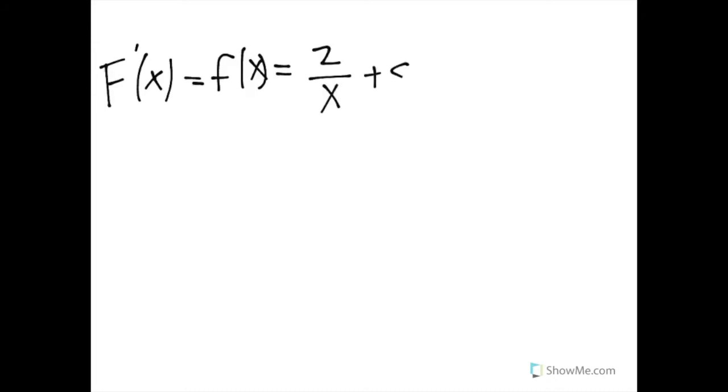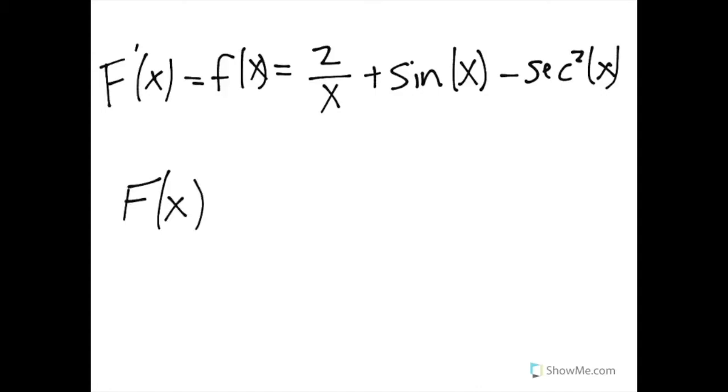So again, I'm going to call this capital F prime of x, which could just show up as little letter f. And this is going to look something like this: 2 over x plus the sine of x minus a secant squared of x. Okay, so the question is, can we find capital letter F, the antiderivative of little letter f? Again, the most general antiderivative.